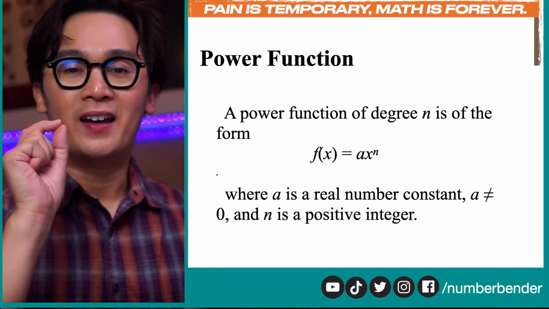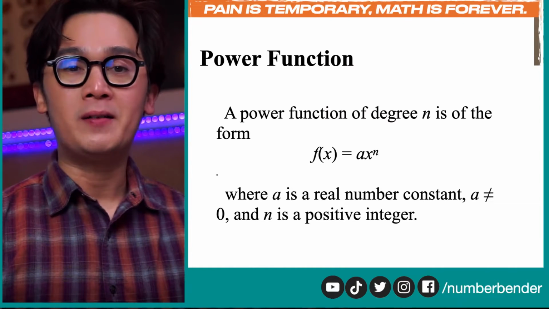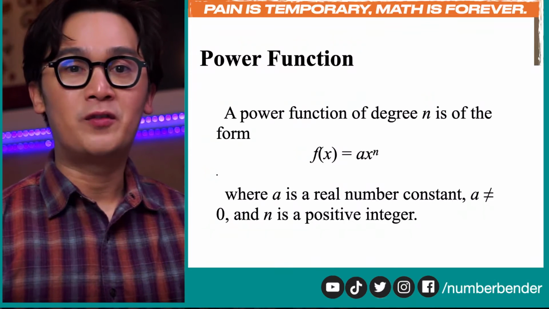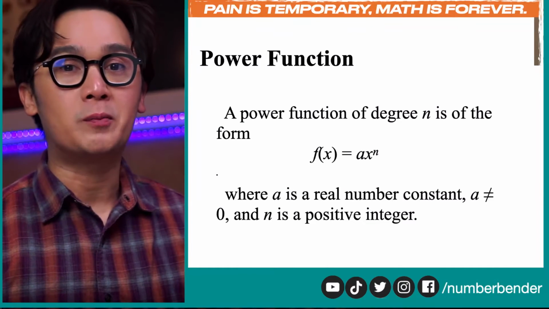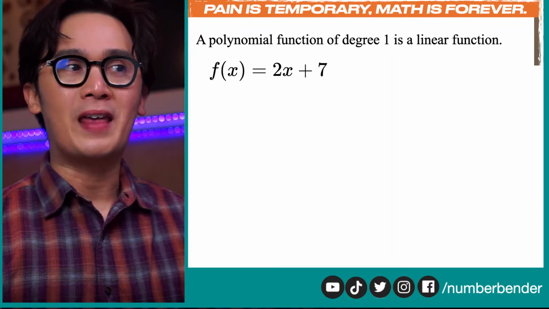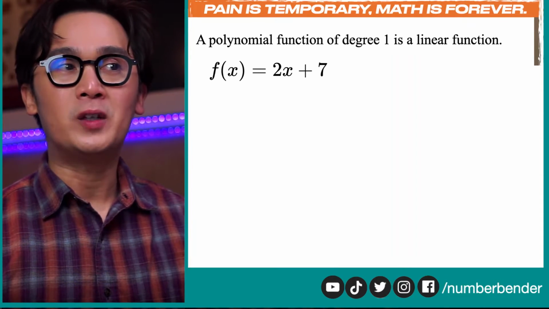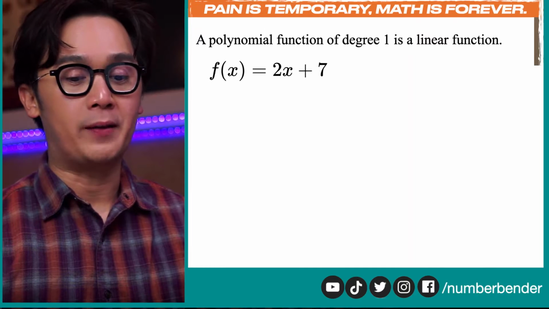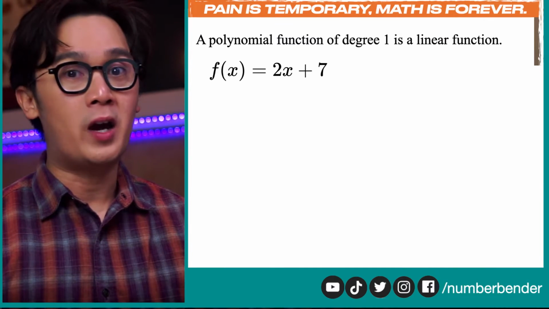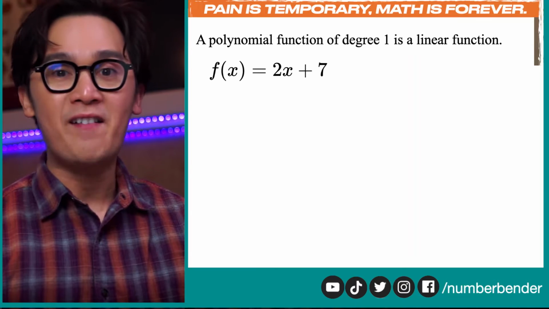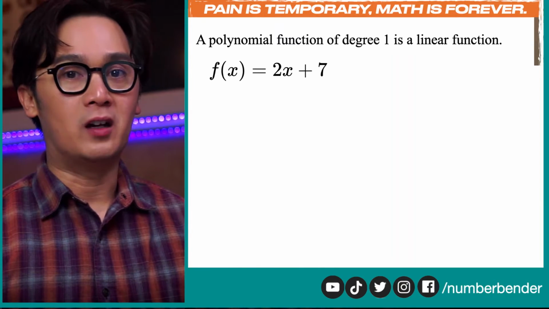So the exponent will determine the behavior or the degree of your function, and this is what we're going to be working on today, starting with our linear function, which is a function of degree 1. A function of degree 1 means that the highest exponent of the function is 1, and in this case 2x plus 7 has the highest exponent of 1.